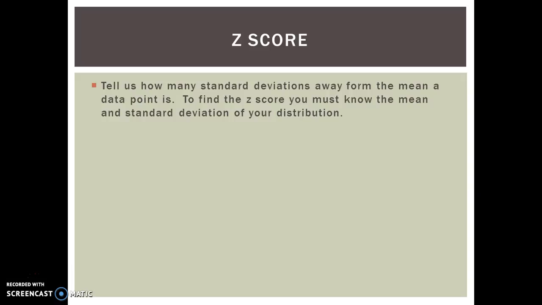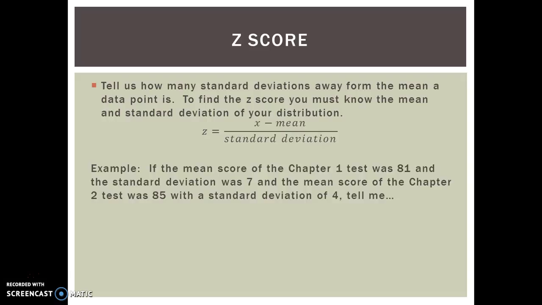And finally, well, not finally, we got a couple more slides, but z-score. Z-score tells us how many standard deviations away from the mean that the data point is. To find the z-score, you must know the mean and standard deviation of your distribution. So the z-score is x minus the mean over standard deviation.